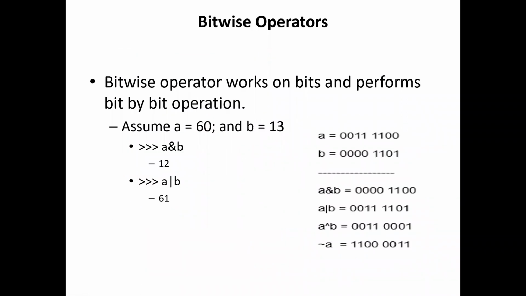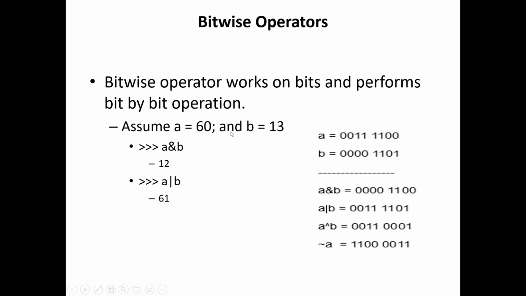Next, coming to bitwise operators. Bitwise operators work on bits and perform bit by bit operations. That means these operators are used on binary values. Say for example, if I say A is equal to 60 and B is equal to 13, and if I say A and B, then the value of A is first converted into its binary form.